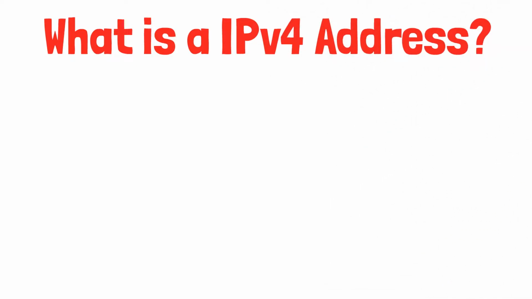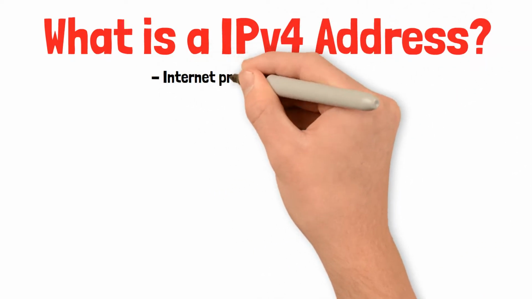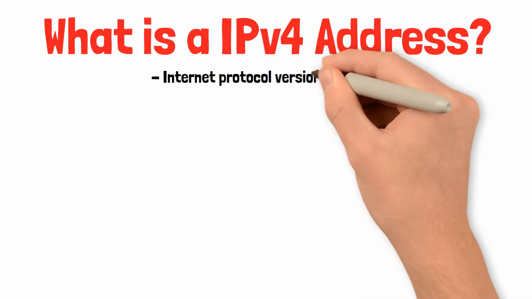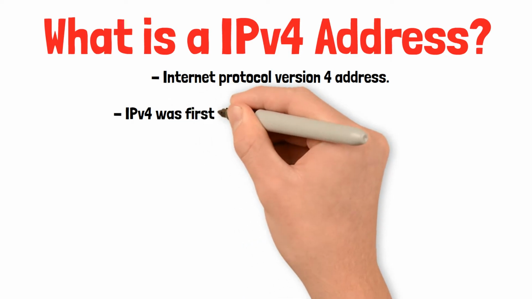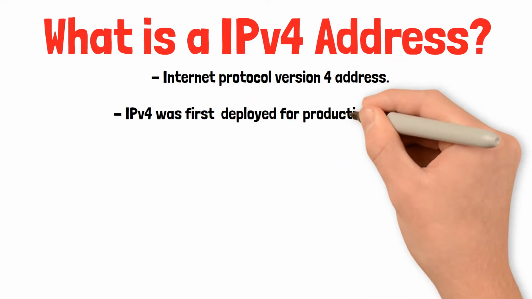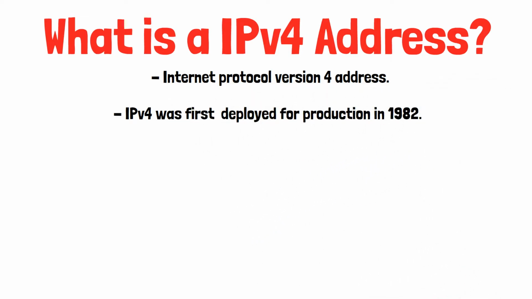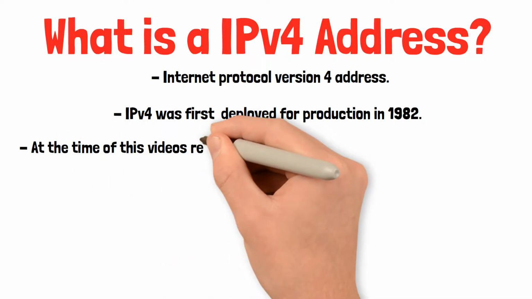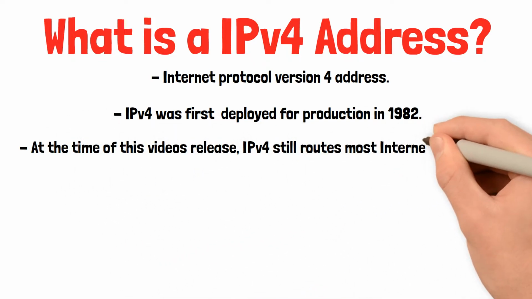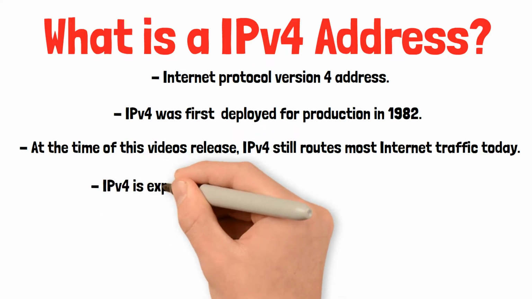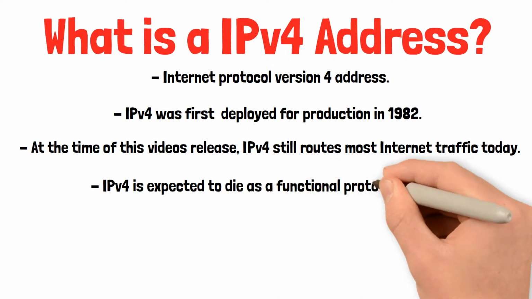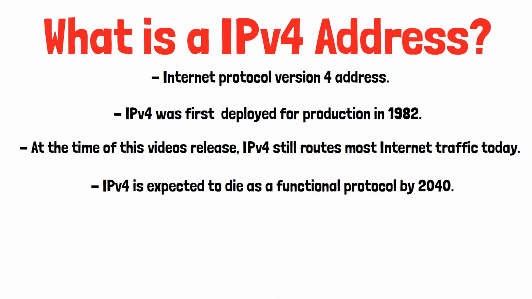Well, first, the IP portion stands for Internet Protocol, and the V4 is for version 4. IPv4 was first deployed for production in 1982. And at the time of this video release, IPv4 still routes most of the internet traffic today. However, IPv6 is quickly taking over. IPv4 is expected to die as a functional protocol by 2040.